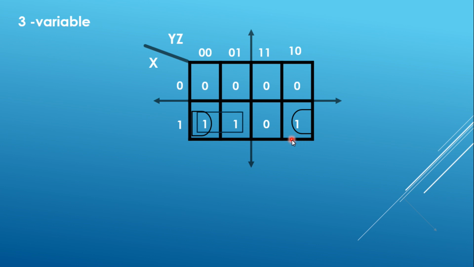Now here we could have formed two groups. Two horizontal groups or two vertical groups could have been combined, but remember, we are trying to put the maximum ones in a single group, and we are trying to reduce the groups. So we are putting 4 ones together in a single group. In this 3 variable map, we are putting these 4 ones together in a single group.